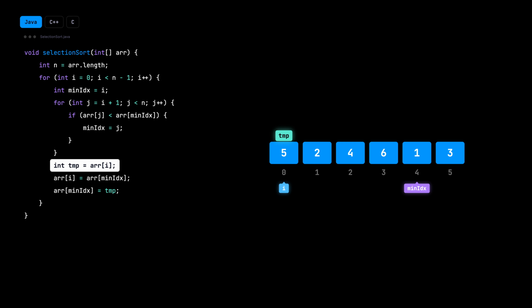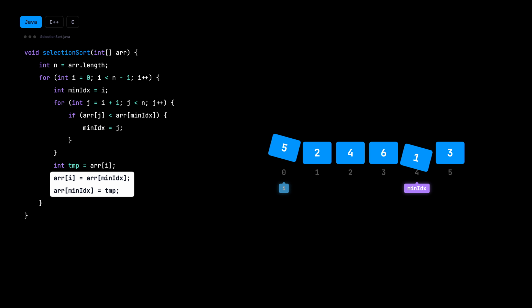Once the scan finishes, we swap. First, we store the value at i into a temporary variable, tmp. Then we copy the minimum into slot i and drop tmp into the minimum's old slot. That's the whole algorithm. Now let's run it.